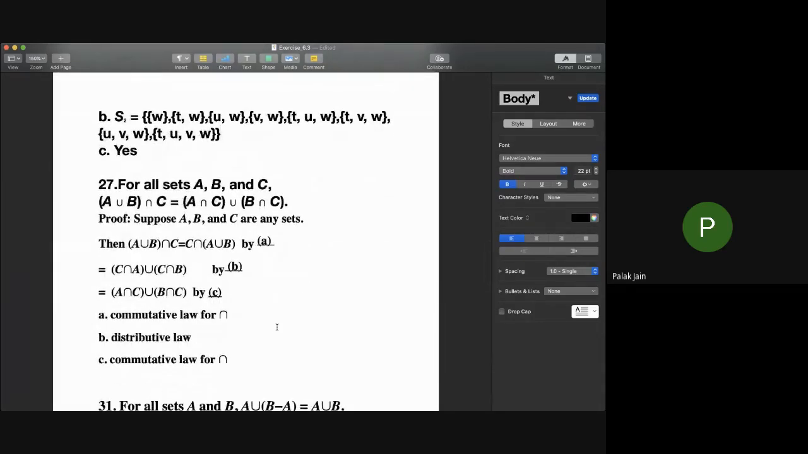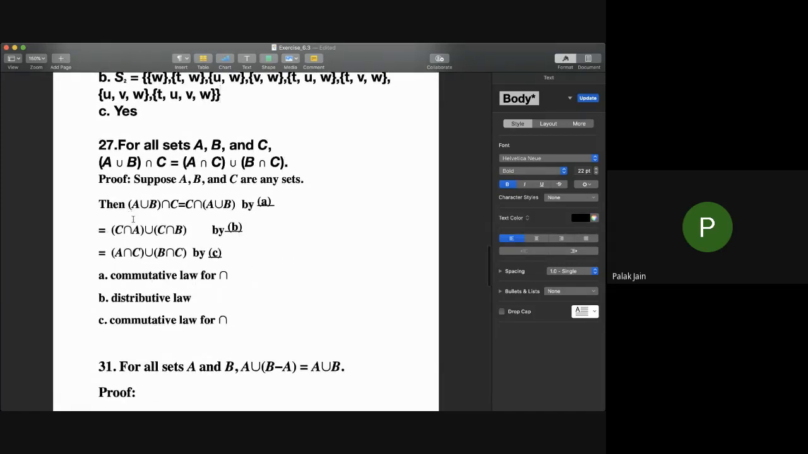The next is the 27th question. For this, there's a proof and it's marked by A, B, and C. You have to give a property for each of these A, B, and C. Now the proof is (A union B) intersection C is equal to (A intersection C) union (B intersection C). This is the distributive law. In the proof, A is given by the commutative law, B is given by the distributive law, and C is given by the commutative law again. So you can see it here.